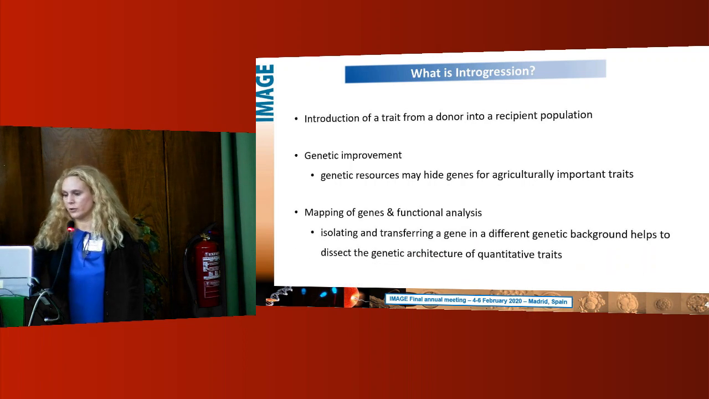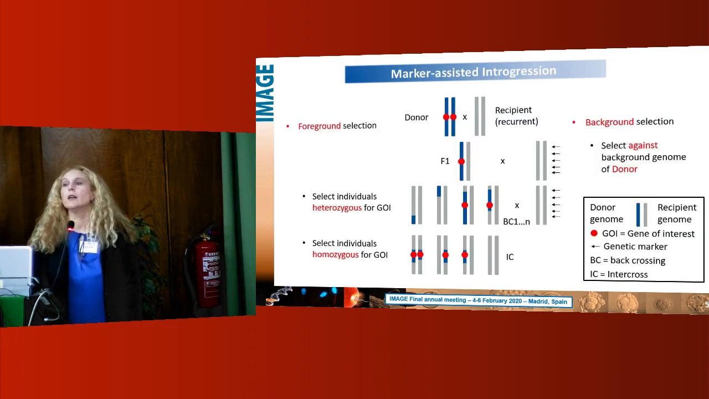Another aspect of introgression is to map genes or to analyze their function by isolating and transferring a gene or a chromosomal segment into a different genetic background. This may help to dissect the genetic architecture of quantitative traits.